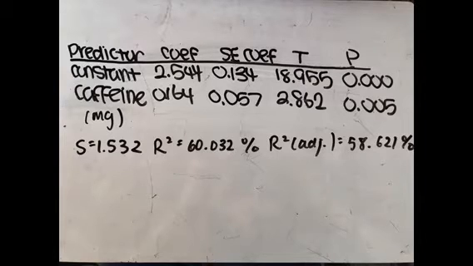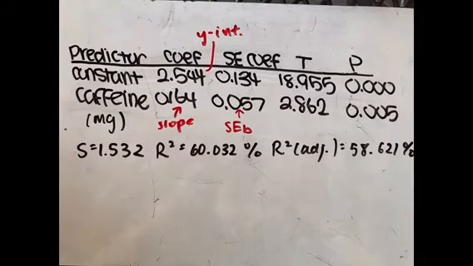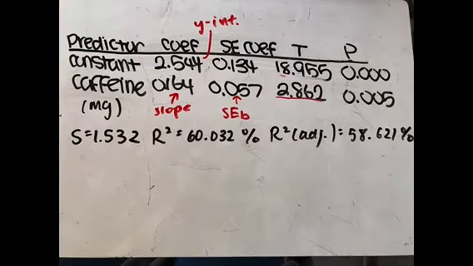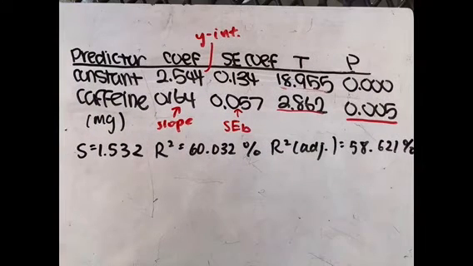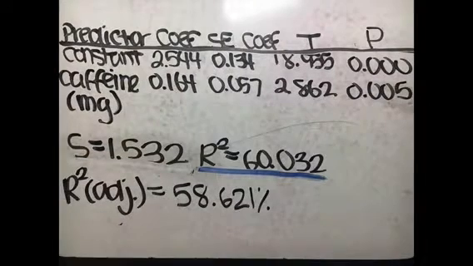Now, let's break it down. From a computer output, you can pull the y-intercept, slope, and standard error of that slope, t or z values, p values for significance tests, standard deviation, and r squared.